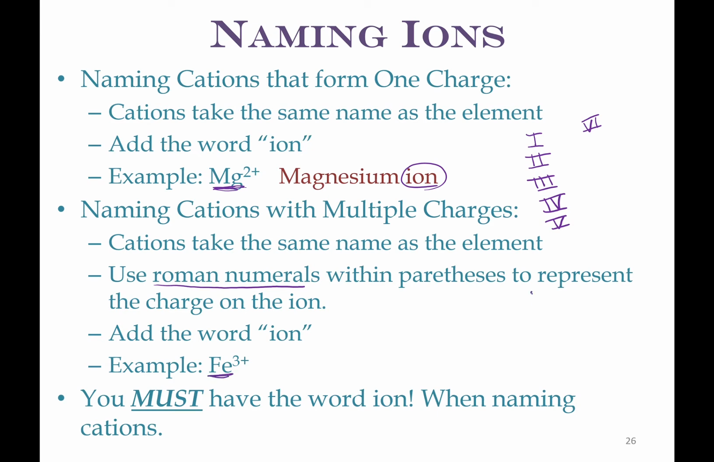So for example, this is iron. Iron can form iron 3 plus or iron 2 plus. In this case, it's iron 3 plus. So we need to say iron, parentheses, Roman numeral 3, and then the word ion. So iron(III) ion. You must have the word ion when naming cations. It's not necessary for anions, but it's not wrong if you put it for anions, so you might as well just put it down for everything.